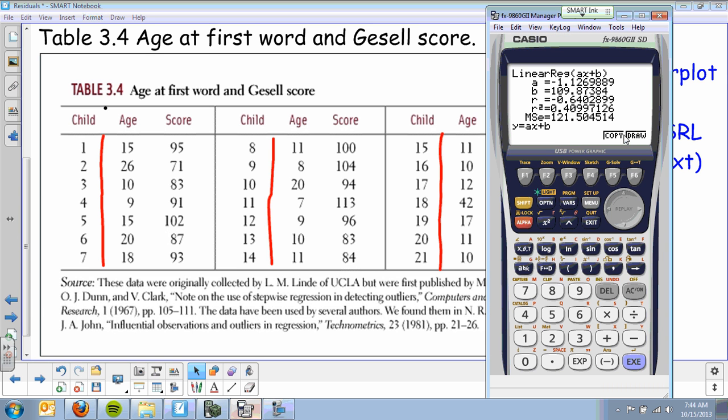Now on the TIs, you guys have it made pretty easily, because all you have to do is click F6, draw, and you get your least squares regression line. Okay, so that takes care of that.